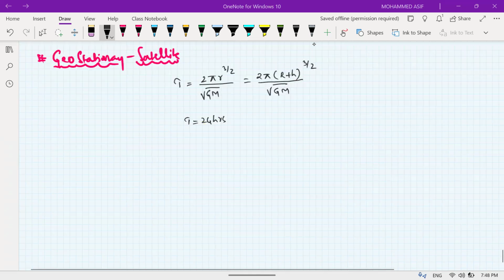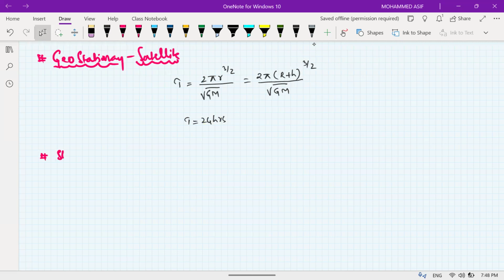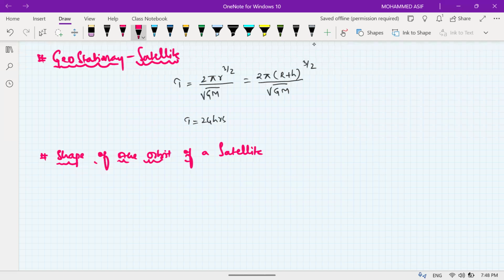तो प्रॉब्लम्स प्रैक्टिस ज्यादा करना बेटा, फॉर्मुलेस बहुत है इसमें, भूलने के भी चांसेस बहुत ज्यादा रहते हैं. One more and very important, shape of the orbits. Shape of the orbit of a satellite.